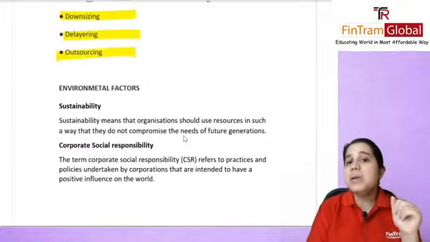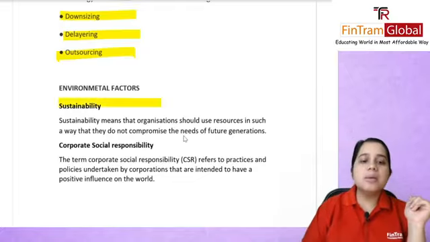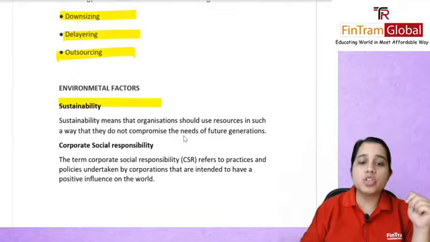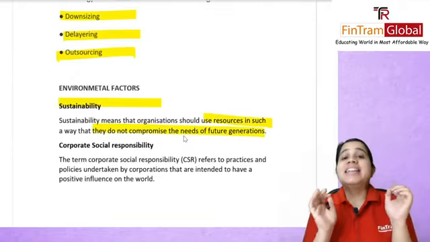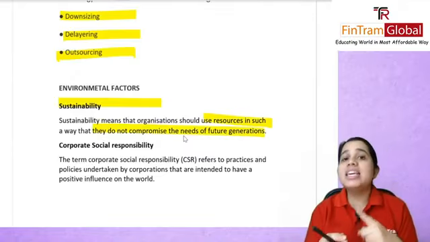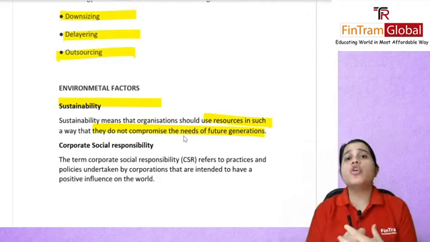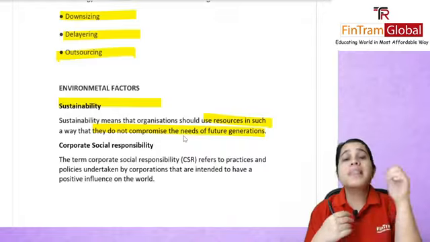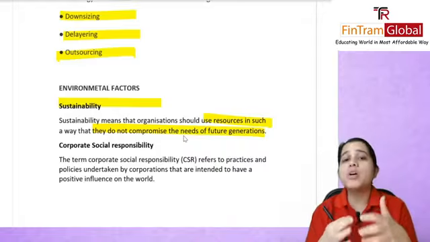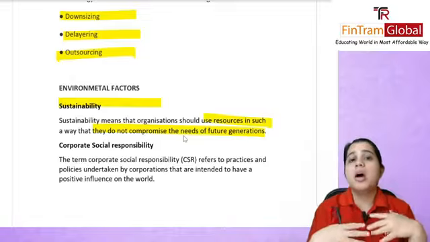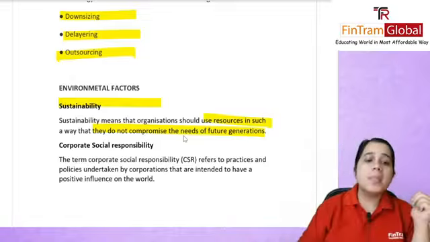What are the environmental factors? You have your sustainability. That basically means that organizations should use resources in such a way that they are not compromising on the needs of future generations. So if you're a company that uses a lot of paper, then make sure that you're also planting trees, because otherwise your future generations will not have enough trees or timber to make paper from.